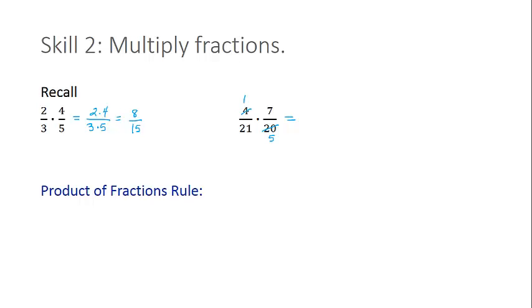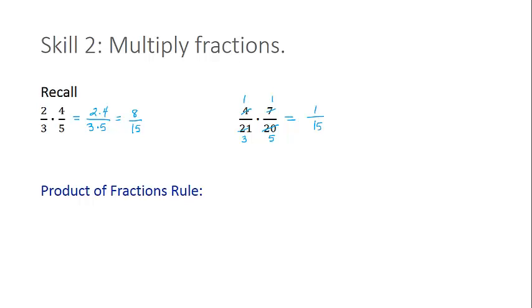7 and 21 have a common factor of 7. 7 into 7 is 1. 7 into 21 is 3. Now we multiply the remaining factors in the numerator. 1 times 1 is 1, divided by the product of factors in the denominator. 3 times 5 is 15.